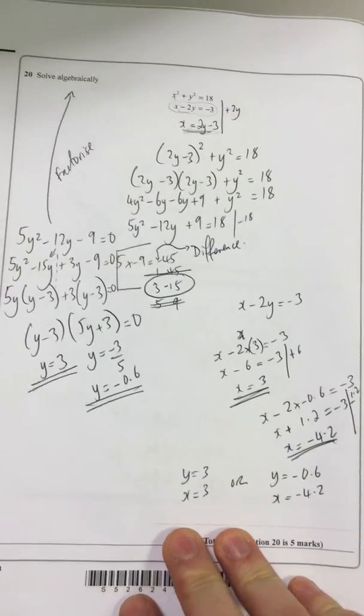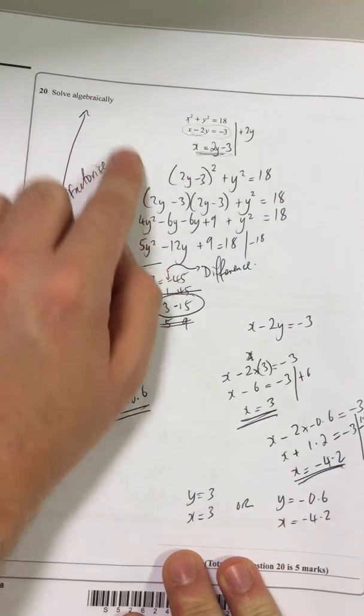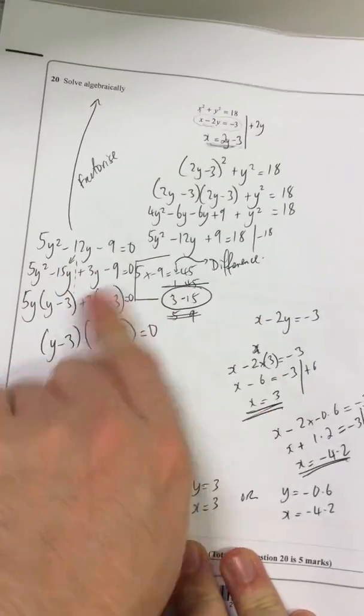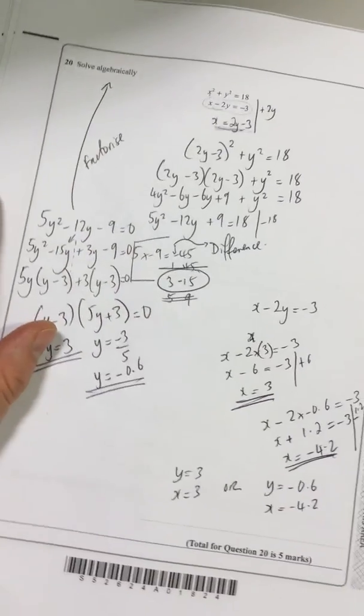Maybe in the real calculator paper when it's rounded, you won't be able to factorise here, so you have to use the quadratic formula, and that makes it a little bit harder. But again, doable for you guys.